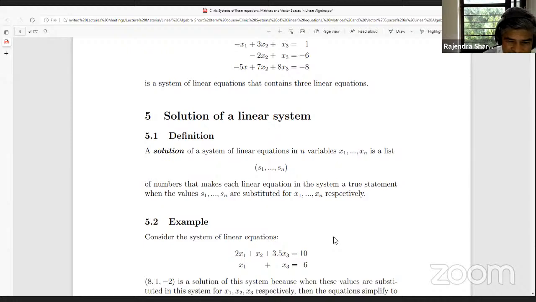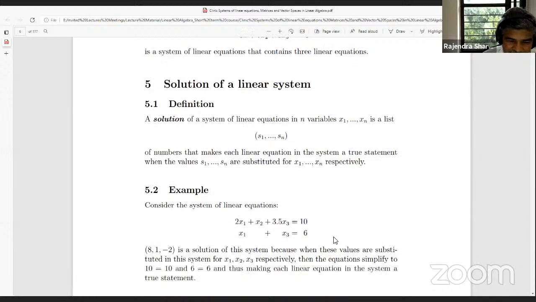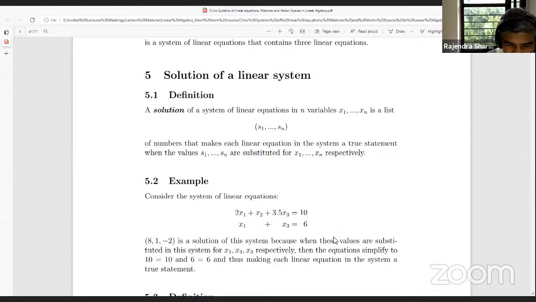So consider the system of linear equations, that example I just stated: 2x1 plus x2 plus 3.5 x3 is 10, x1 plus x2 is 6. And you can see easily that if you substitute for x1, say, 8, for x2, say, 1, and for x3 minus 2, both the equations are satisfied, and therefore this is a solution of this system, because we see that the values hold correct when x1, x2, and x3 are replaced by 8, 1, and minus 2 respectively.